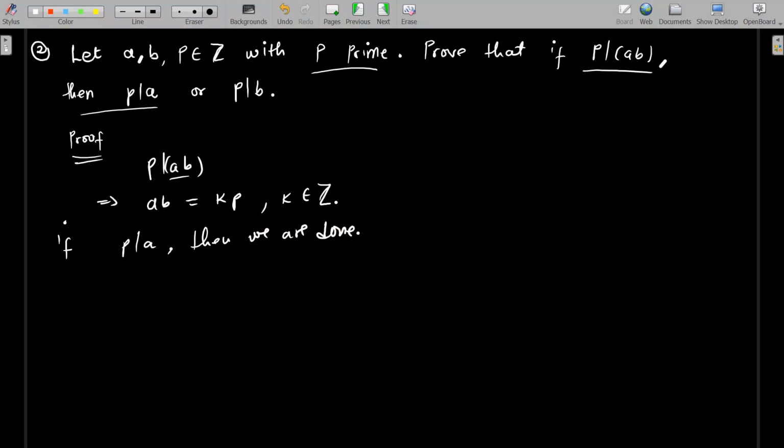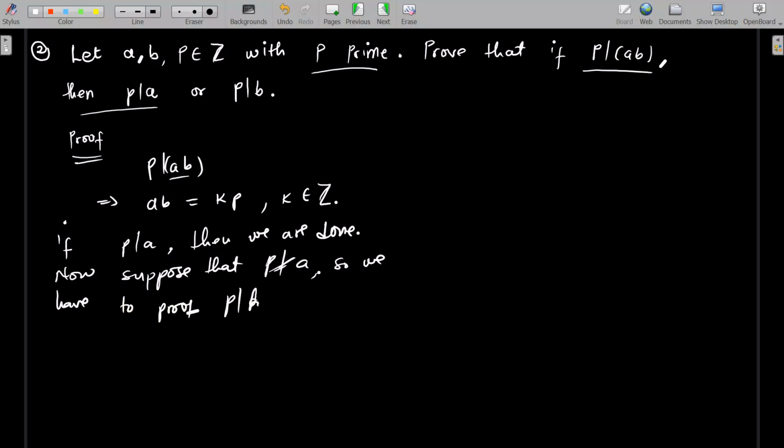If p divides a, then indeed, what we are trying to show is that if p divides ab, then p divides one of them. So if the numbers given to us are such that p divides a, then automatically you are done with the proof, right? Now suppose that p does not divide a, then it's our responsibility to prove that p divides b. So we are supposed to prove that if p does not divide a, then necessarily p divides b. That's what we're going to do now.